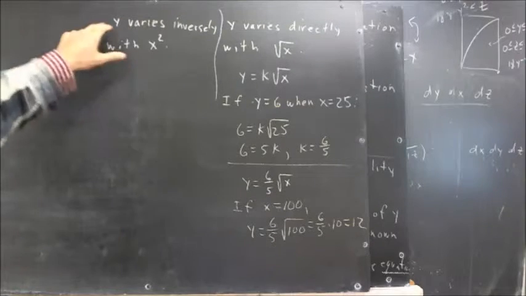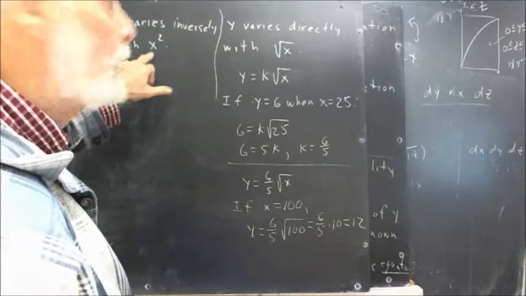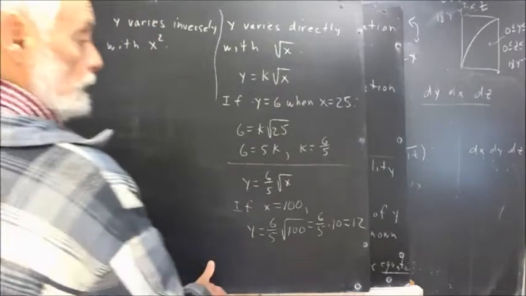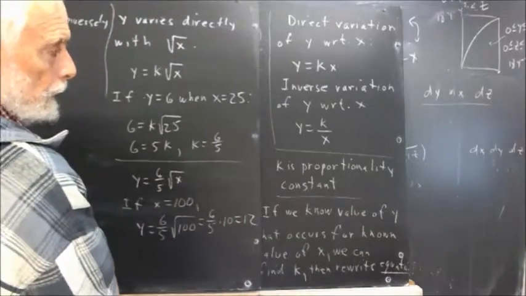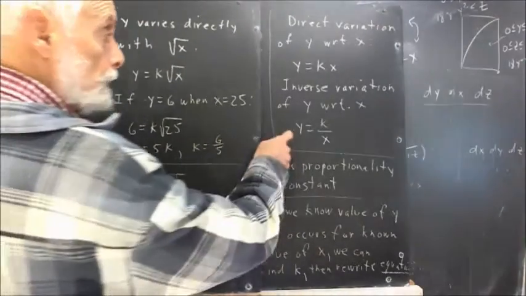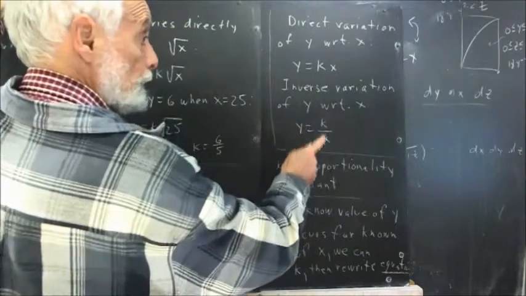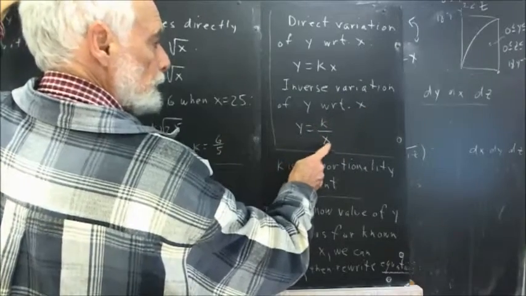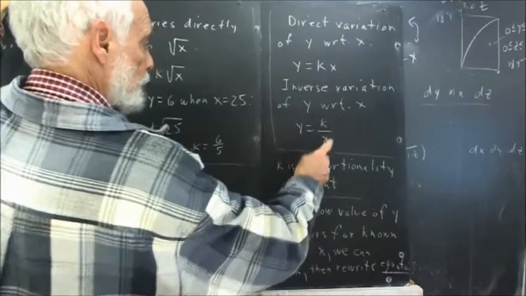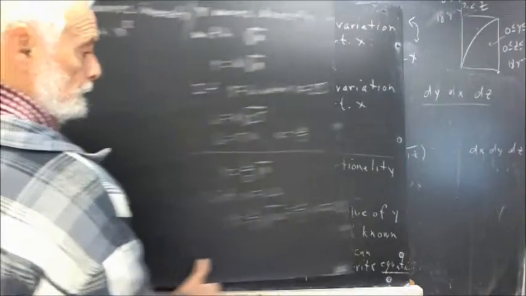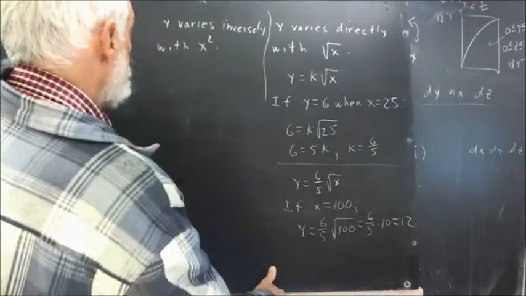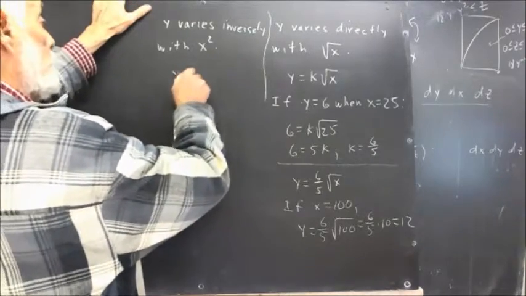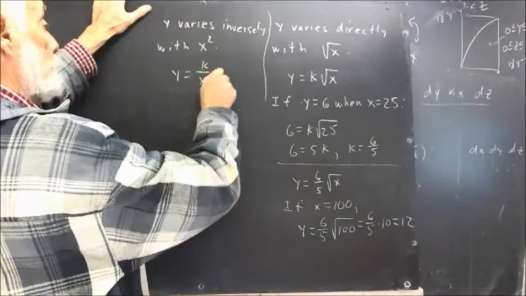Okay, now let's suppose that y varies inversely with x squared. What's our equation going to be? Y varies inversely with x squared. Well, if we look over here, we see that inverse variation of y with respect to x would be y equals k over x. So if we replace x by x squared, we get y equals k over x squared. So now y varies inversely with respect to x squared tells us that y is k over x squared.